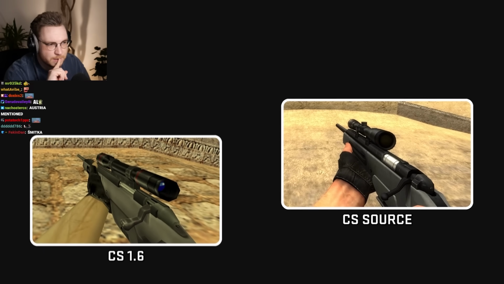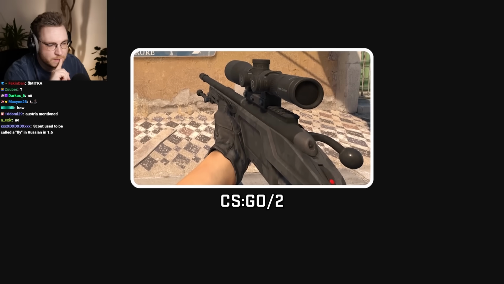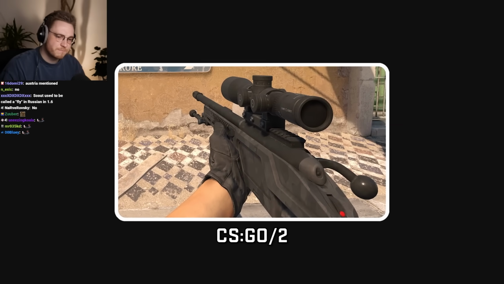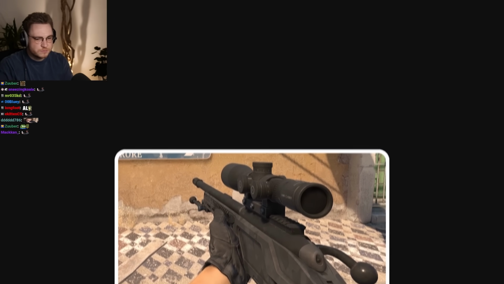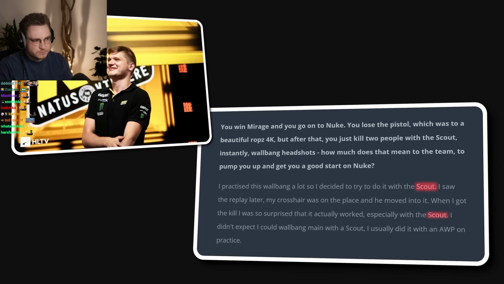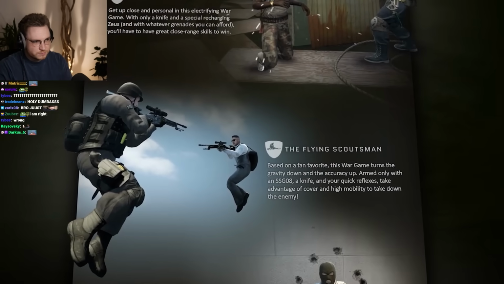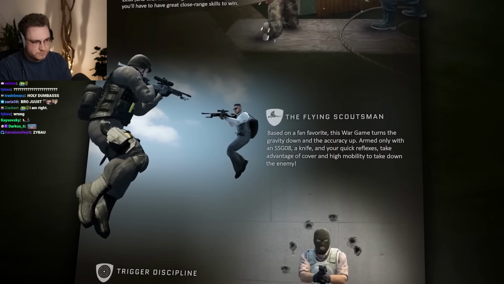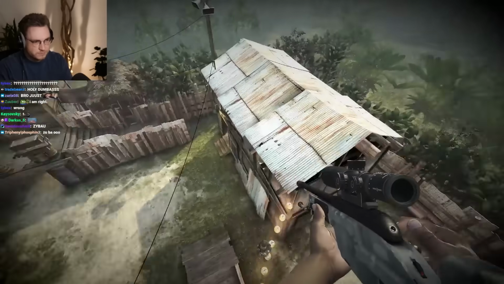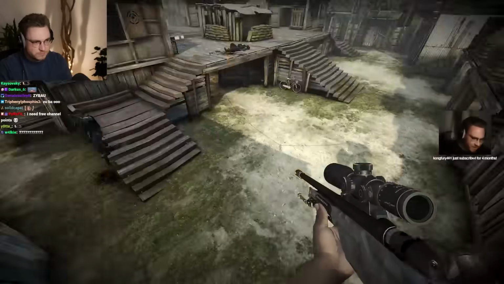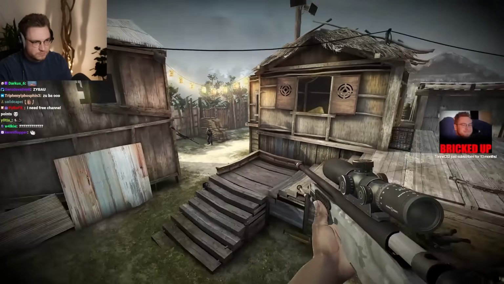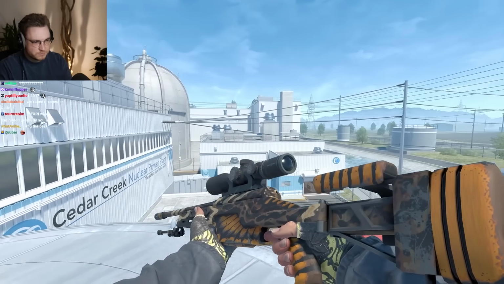And then with CSGO releasing in 2012, the old Schmidt Scout was just replaced by a new model, the SSG08. And because the gun was practically exactly the same, players from Source and 1.6 just kept calling it the Scout in CSGO. And even Valve eventually leaned into it. With Operation Hydra in 2017, they released the game mode Flying Scoutsman. From what I can see, this is the only time that Valve have ever actually called it a Scout officially since CSGO came out. So unlike the Krieg, Valve have actually given this term some credibility.